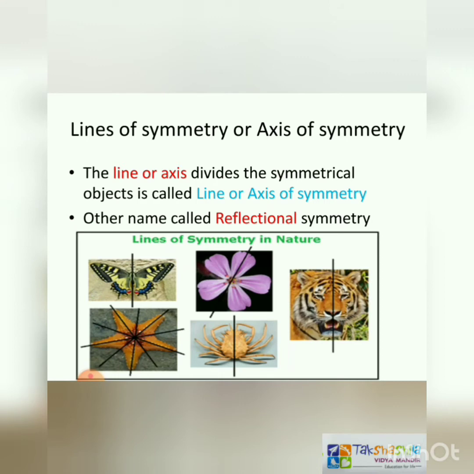So see the first point, what is meant by lines of symmetry? Yes, we are dividing the images, right, and we can use one line, so that line is called your line of symmetry. The line or axis that divides symmetrical objects is called the line of symmetry or axis of symmetry, and the other name is reflectional symmetry, because one half of the image is a reflection of the other half, so it is called reflectional symmetry.